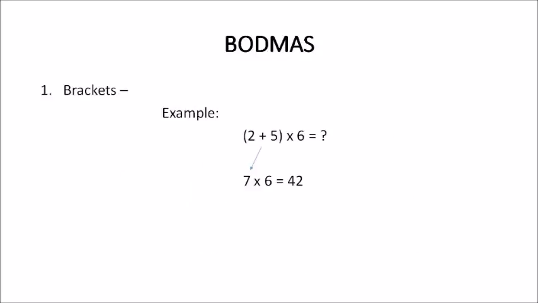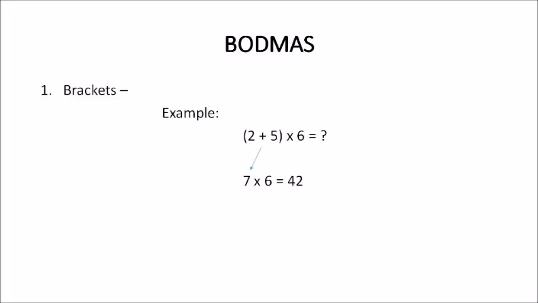Now let's look at an example here. 2 plus 5 multiplied by 6. Now you can notice that the 2 plus 5 are in brackets. Okay, so what does that mean? Which do you do first? Do you add or do you multiply? Now, according to BODMAS, brackets come first and you need to equate numbers in the brackets first.